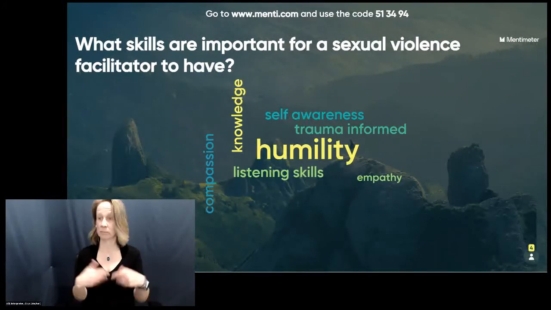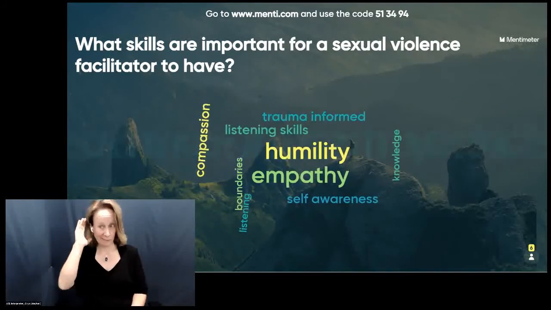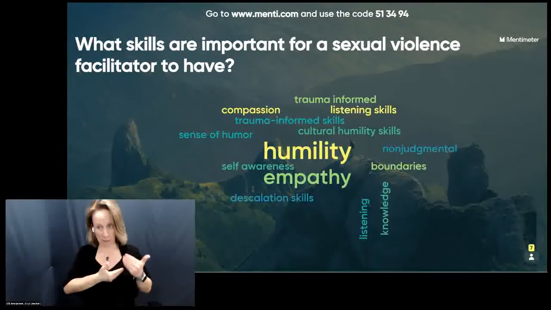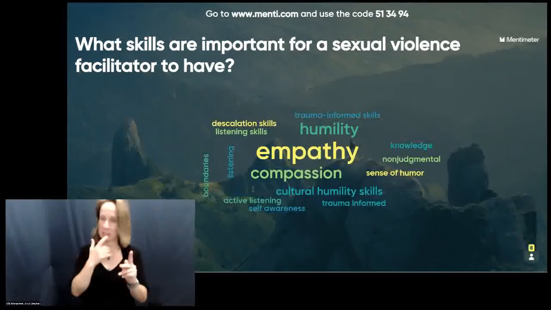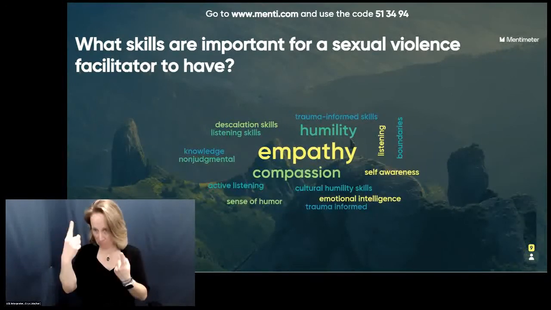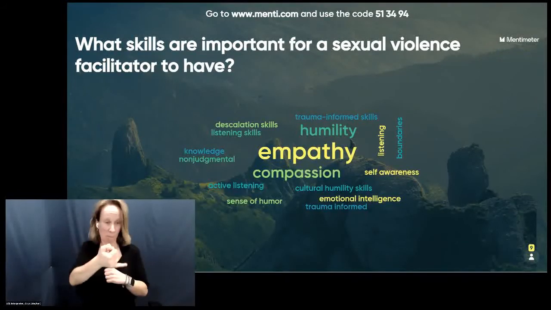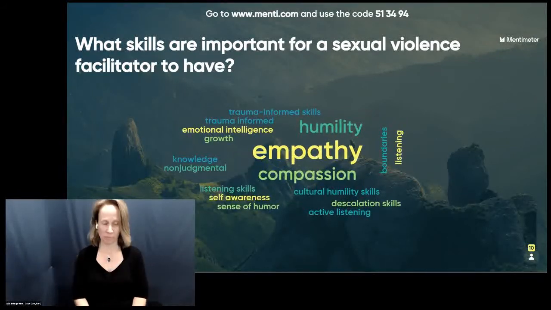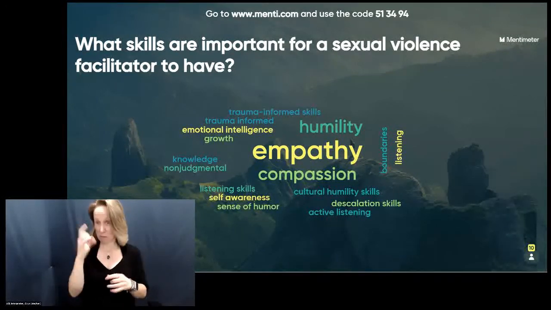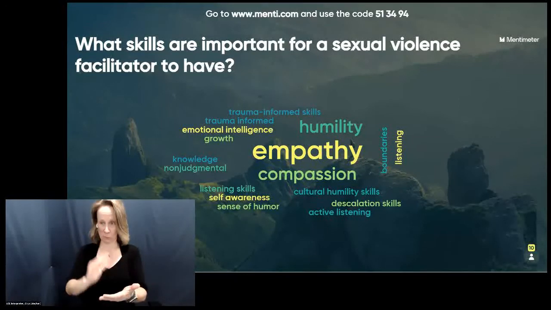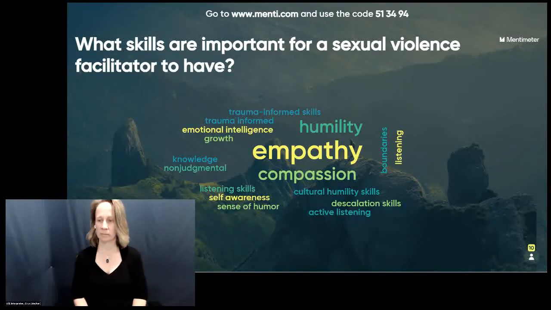Knowledge, self-awareness, they're trauma-informed, listening skills, compassion. A lot of people are saying empathy, compassion, humility, de-escalation, cultural humility, emotional intelligence, boundaries, absolutely. Sense of humor, yeah. Hearing about people's trauma can be very distressing, so we have to be able to diffuse it and help survivors get back to a sense of calm. Growth, knowledge, non-judgmental.